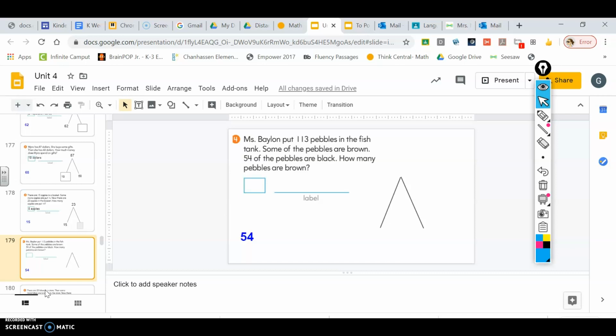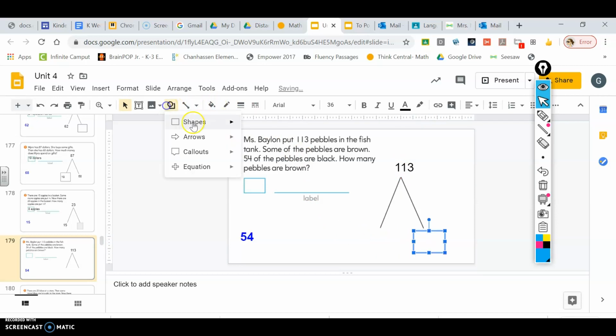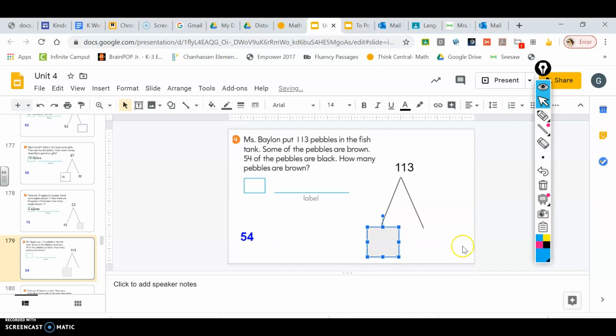So Miss Balin put 113 pebbles in the fish tank. We know that 113 is our total, so it goes at the top. Some of the pebbles are brown. We don't know how many of those pebbles are brown, so that is our unknown box. I'm going to grab my box and draw it here because we don't know how many of those pebbles are brown. But we know that 54 of those pebbles are black. So there's 113 total, 54 are black, and the rest are brown.